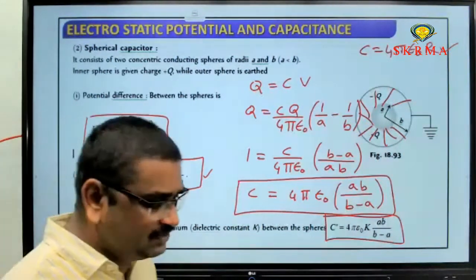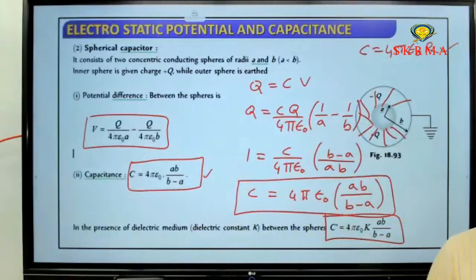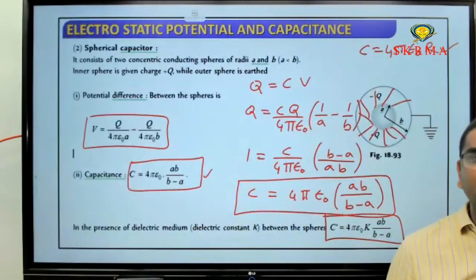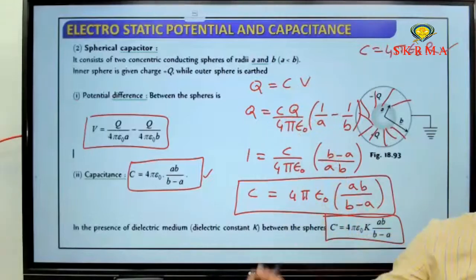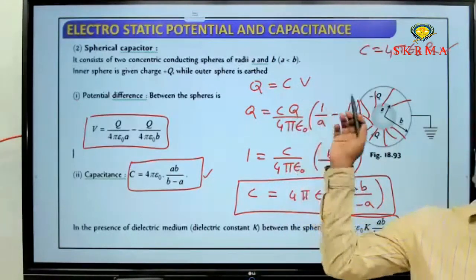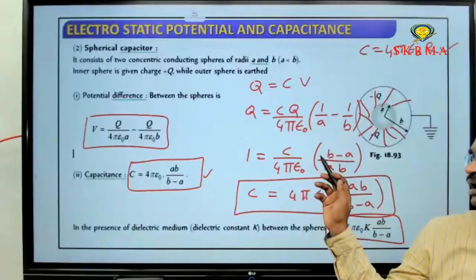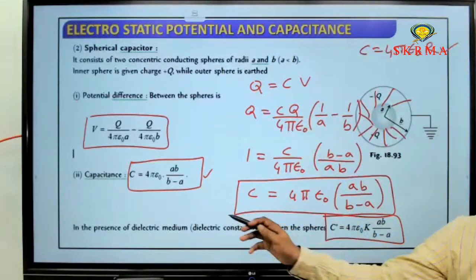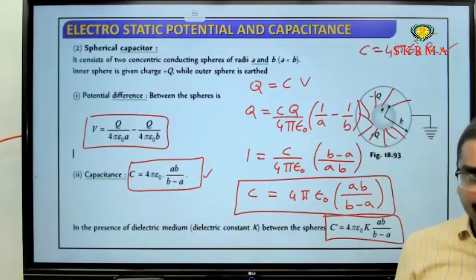So what is the potential formula? Potential is the potential due to the inner sphere minus the potential due to the outer sphere. Now use that potential and solve for capacitance. What is the relation between potential and capacitance? Q equals CV. In this equation, substitute the V value and solve for C. Then you will get C as 4 pi epsilon naught AB by B minus A.